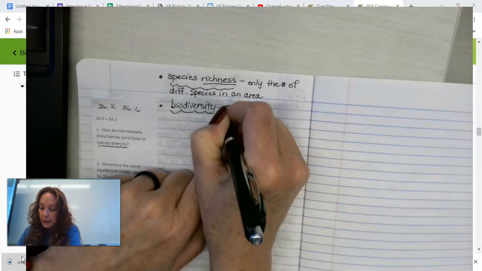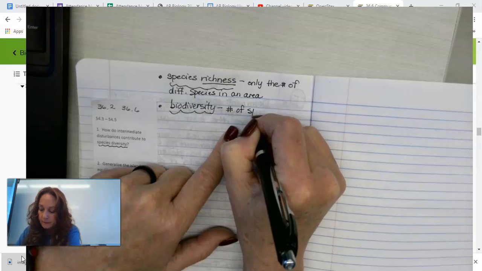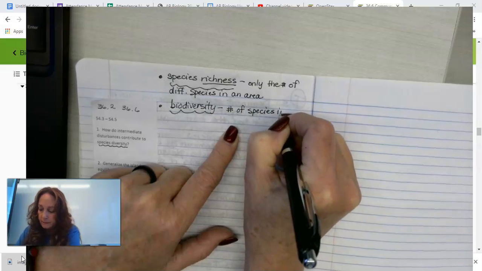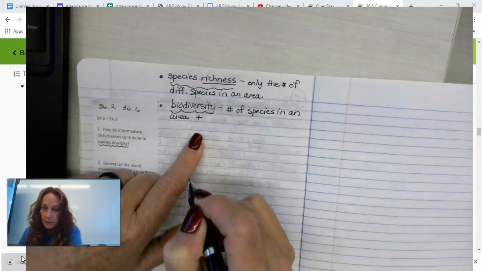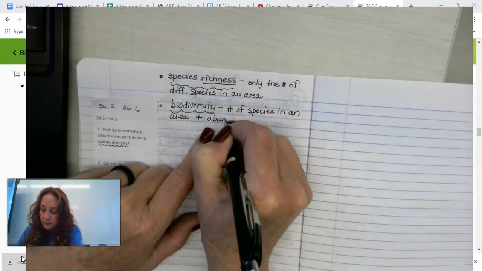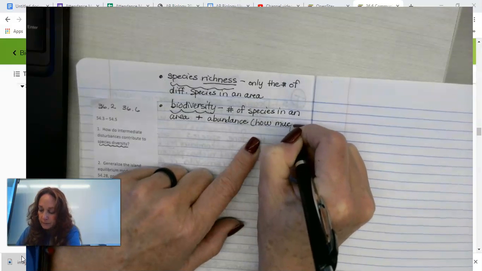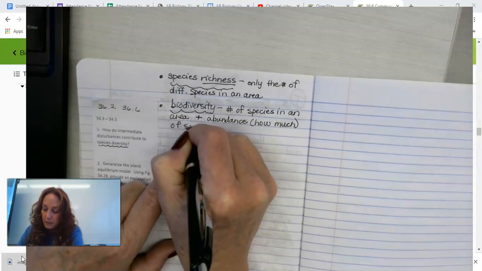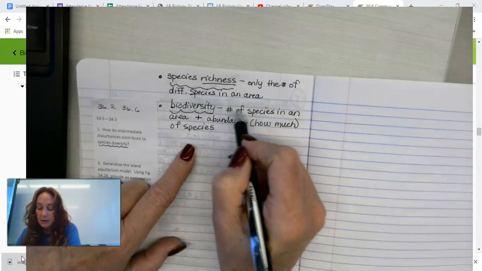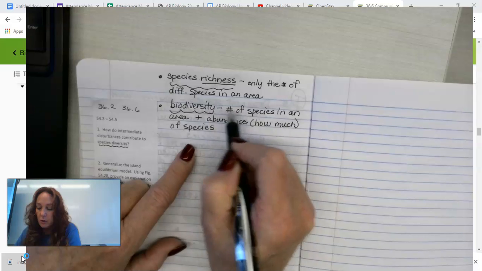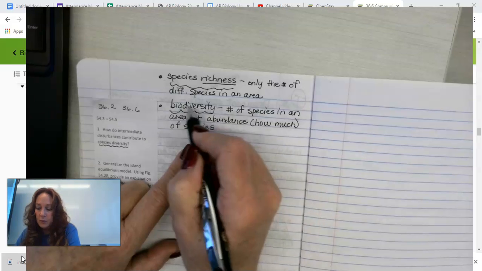That is through biodiversity. So biodiversity is the number of species in an area plus the abundance, so how much of each species. So you do look at how different, like I have this many different species, but in this particular case you could say, however, the majority of those are made up of this one. That's what biodiversity would be.